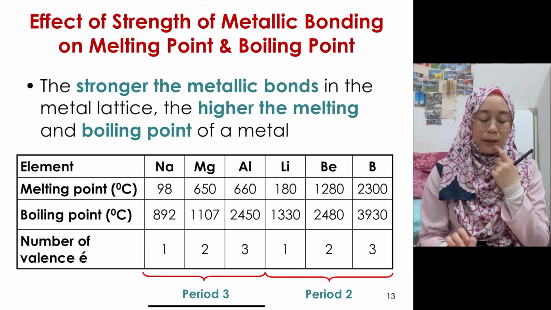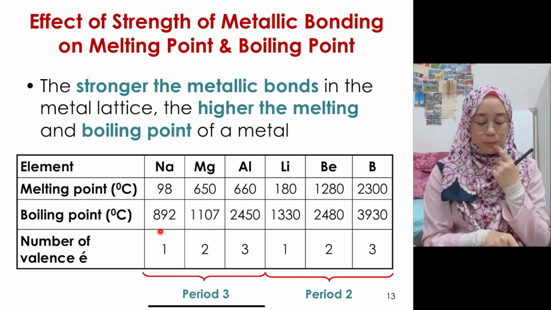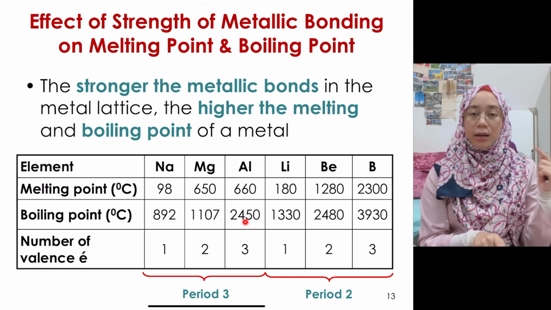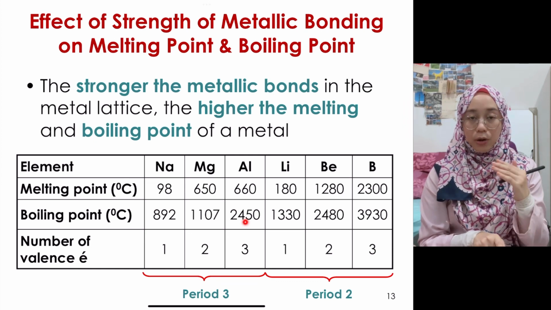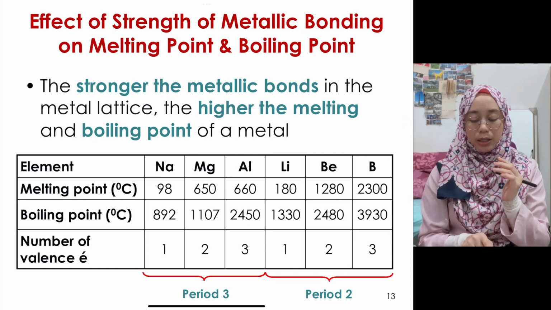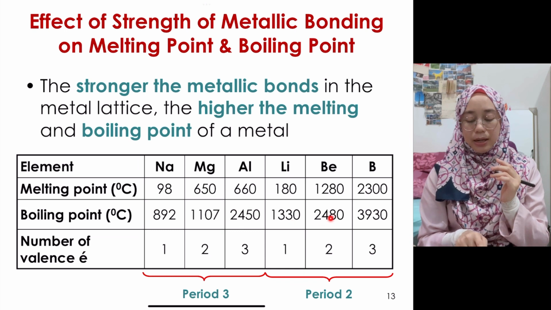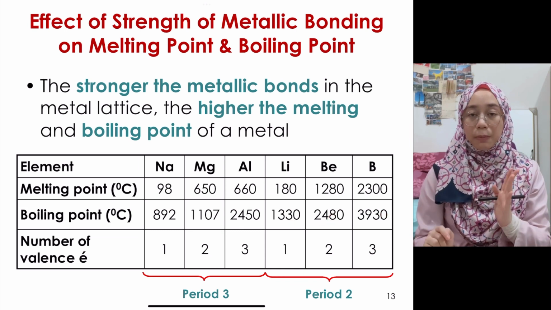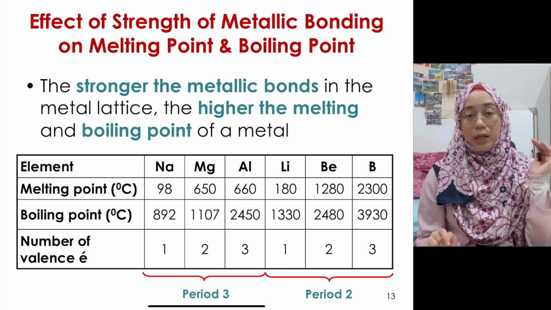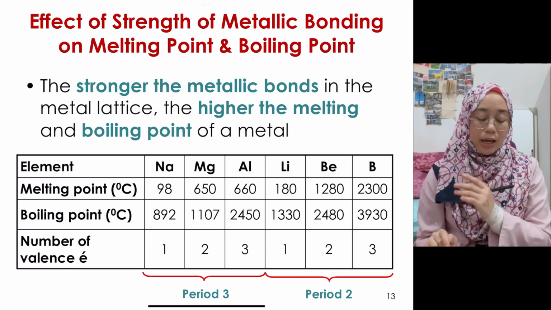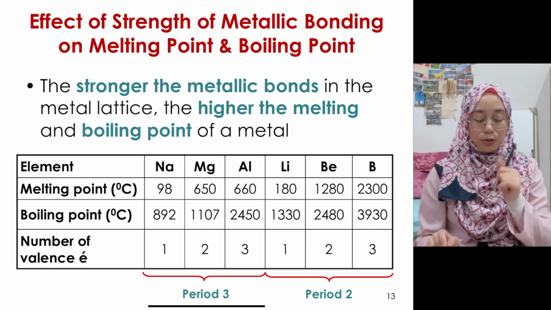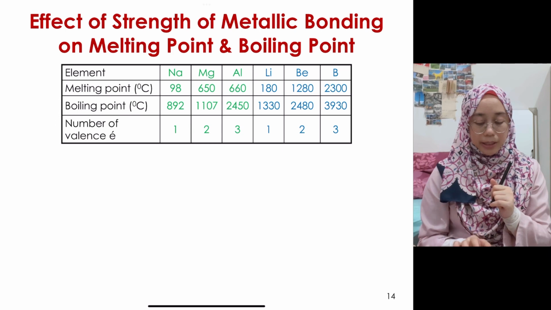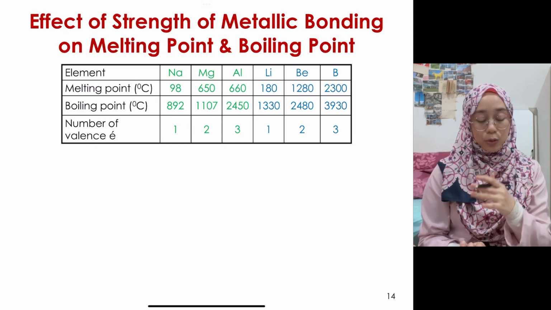So kalau kita tengok table kat sini, going from sodium to aluminium, we can see that the melting point, boiling point increases. Same goes to kalau kita tengok antara lithium, beryllium kepada boron. Situ pun kita boleh nampak yang melting point, boiling point increases juga. Okay, so ini ada kaitan dengan apa kelas? So kita try tengok apa relationship sebenarnya antara one metal to another metal ni.